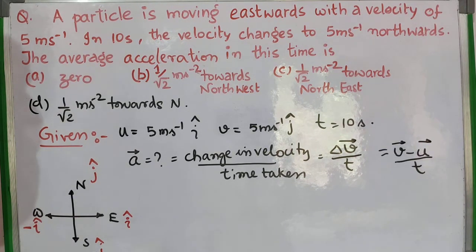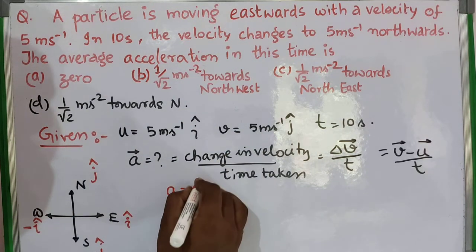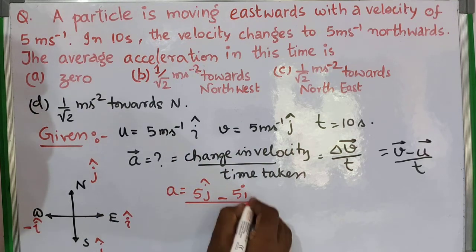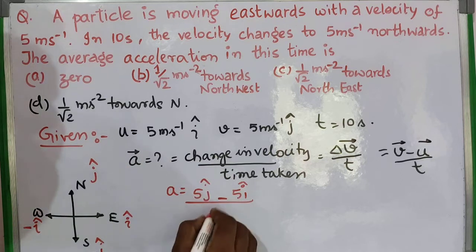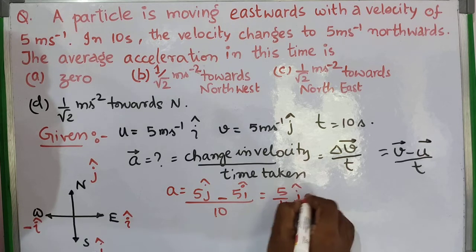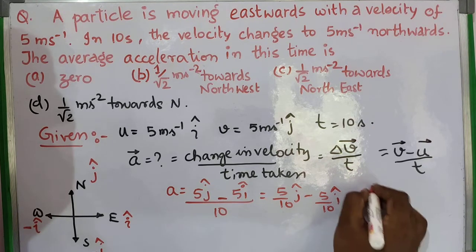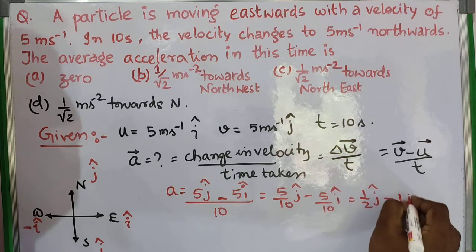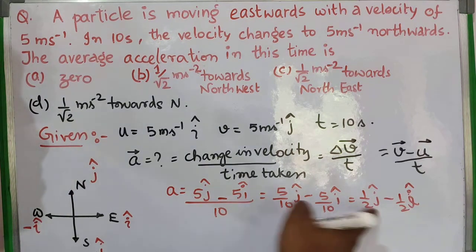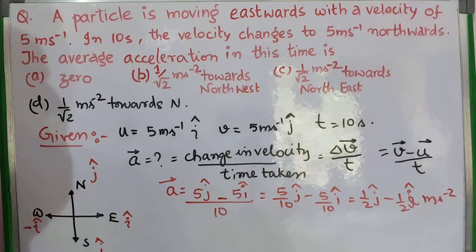If we put the values, a is equal to v is 5j, and u is how much? 5i cap, divided by 10 seconds. So what we have? 5 by 10 j minus 5 by 10 i. So 1 by 2 j minus 1 by 2 i is the acceleration. Remember, vector quantity, unit meter per second square.